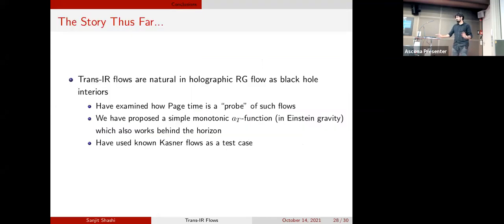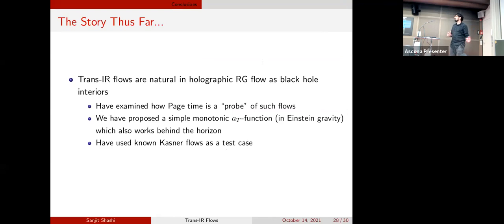Okay, so just to wrap up, essentially the story that we have so far is that trans IR flows are a very natural thing to think about in holographic RG because they're just black hole interiors. And we've tried to think about how Page time might be a probe of such flows, but we also want to study this monotonic A function that we came up with, which seems to work behind the horizon.